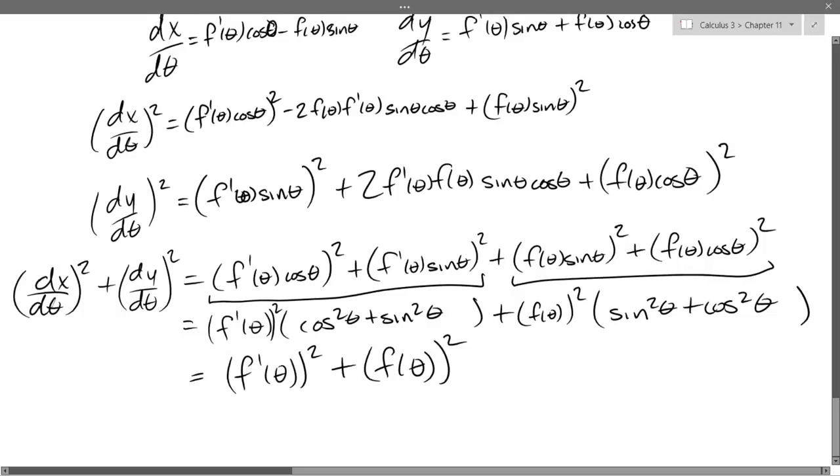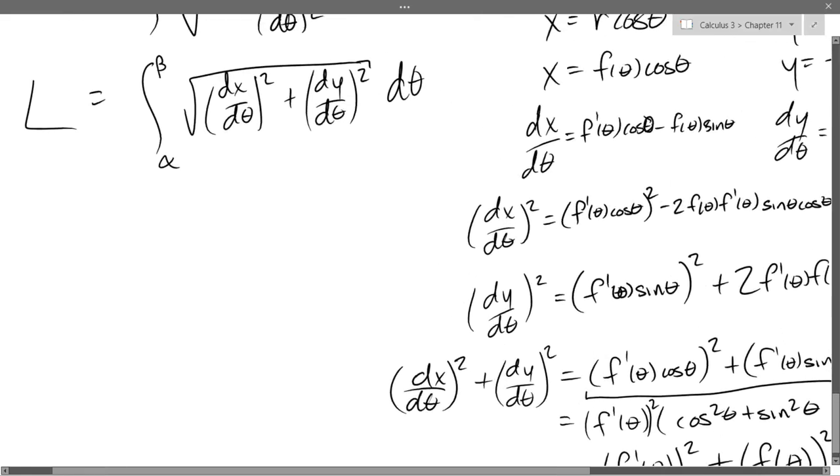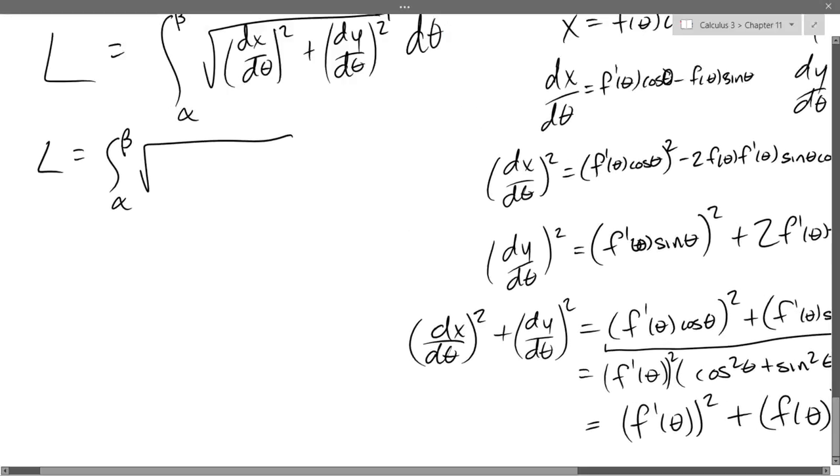So intermediate steps are really bad. Last step, not so bad at all. Any questions on all that calculus and algebra that we just did? All right, and we're just going to take that final version and drop it into our length formula right here. L equals the integral from alpha to beta of the square root of f prime θ squared plus f θ squared dθ.